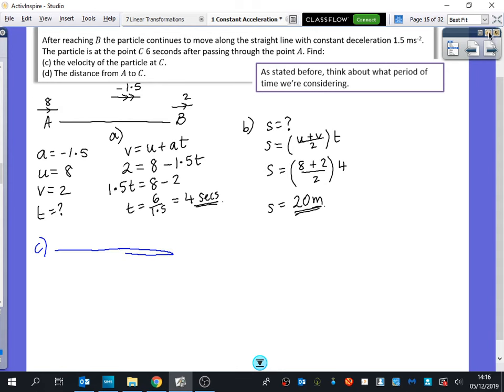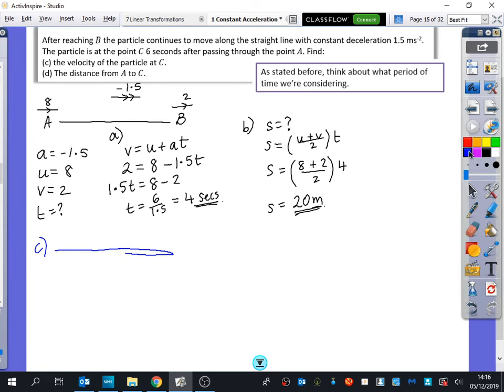So we'll still grab out the different values of things that we're talking about here. We want to know the velocity of the particle at C. So we can either consider it from B to C, or we can consider it from A to C. Which journey would you prefer? Neither of them makes a difference. Should we do A to C? Okay, so from A to C, we're going to try and see what the different values are.